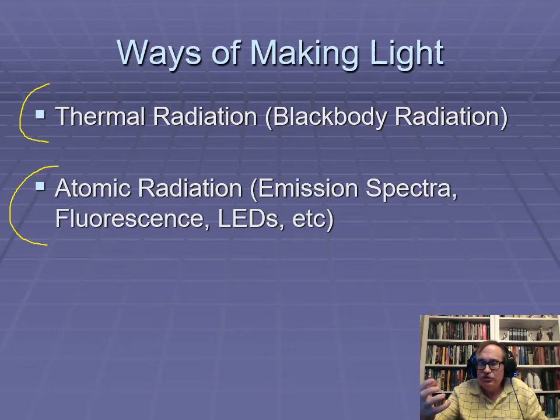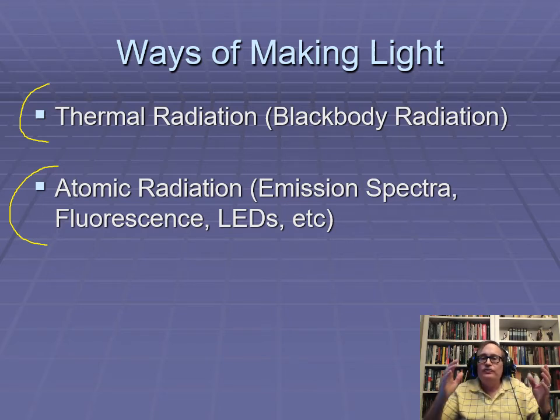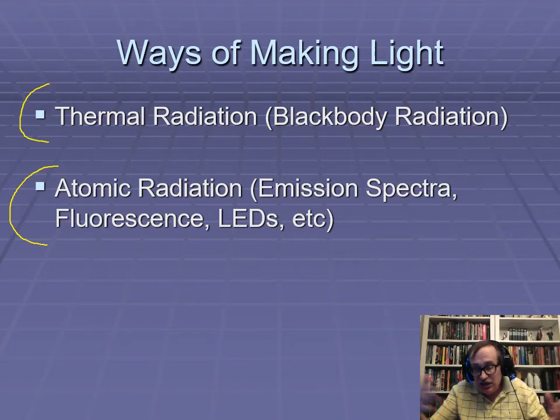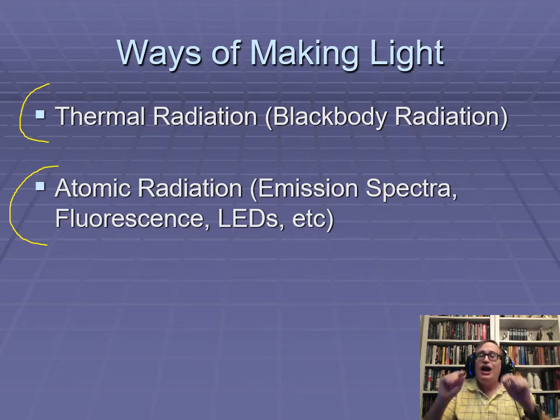Old-fashioned incandescent bulbs make light because they get hot and they give off light. Compact fluorescent bulbs make light in a different fashion. It's actually a combination of emission spectra and fluorescence. And then LEDs make light in an even different way. If you actually look at the light given off by all the different bulbs, it's actually slightly different.